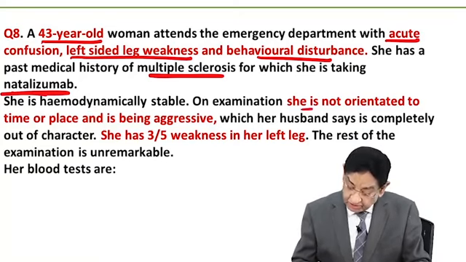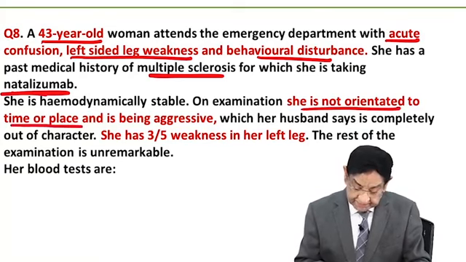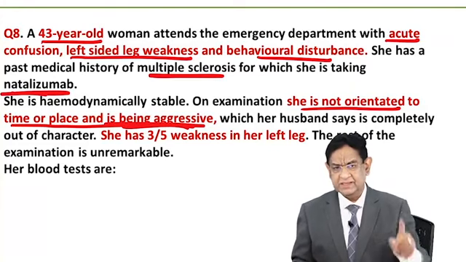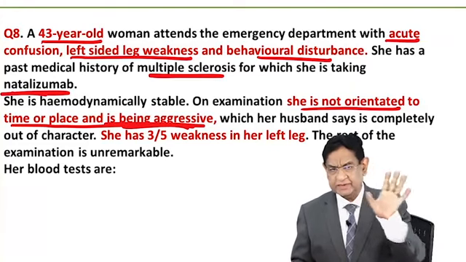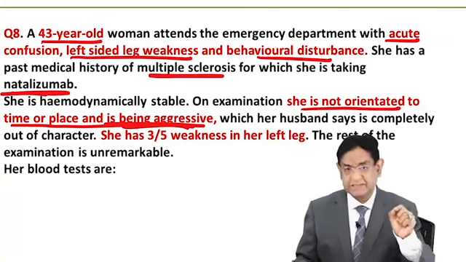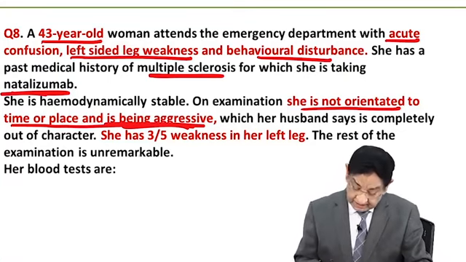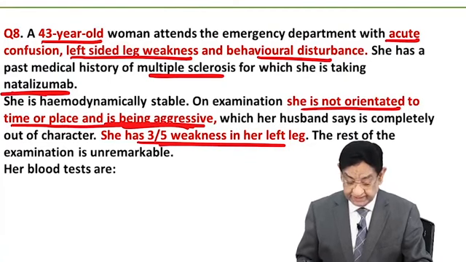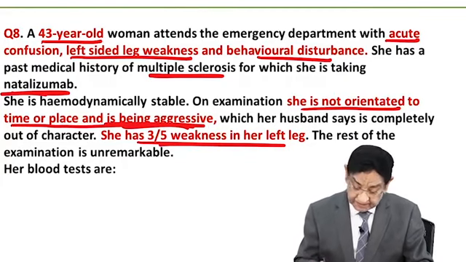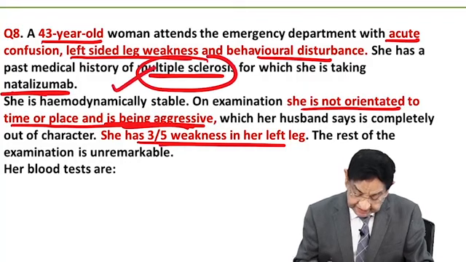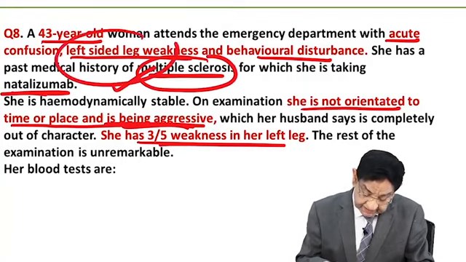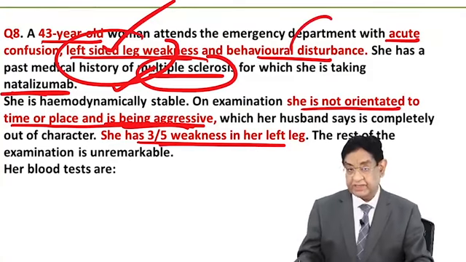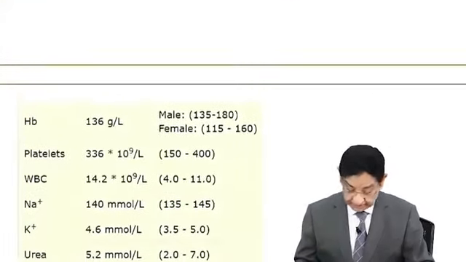But now she is not oriented to time and space and is very aggressive. This aggressive behavior is usually not seen in multiple sclerosis. Depression is seen. And weakness is there in the left leg. Fine. Past history of multiple sclerosis, we can understand. Leg weakness, we can understand. But this is not a feature. Let's see what's the problem.